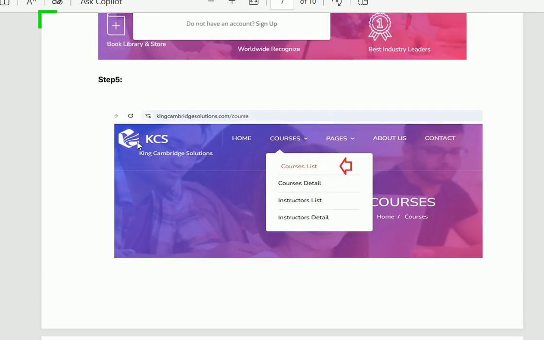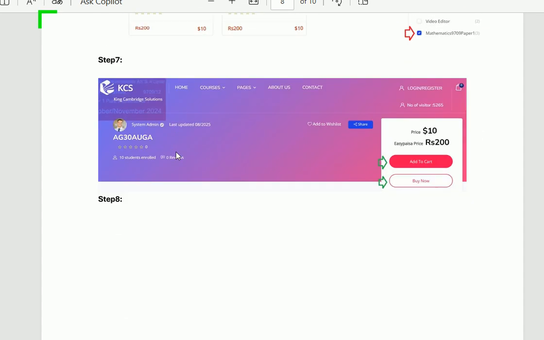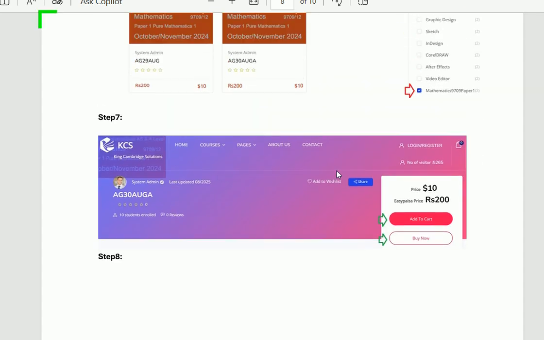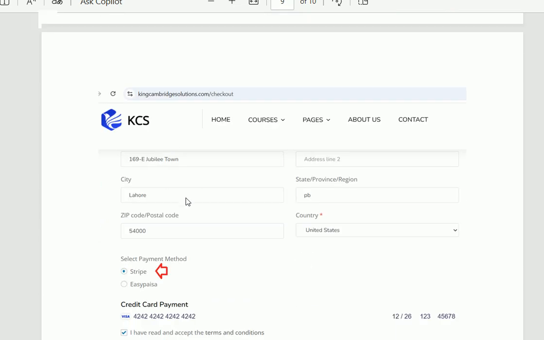When you click on courses, you will find the courses list. In the courses list, when you click on the course that you want to buy, you will find this interface. Click on add to the cart. After that, click on buy now. When you click on buy now, you will find the Stripe interface. Fill in the Stripe particulars.